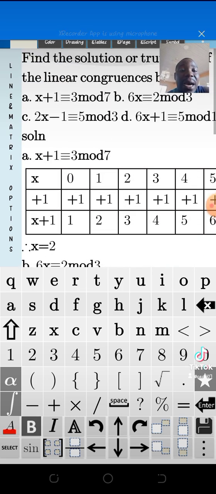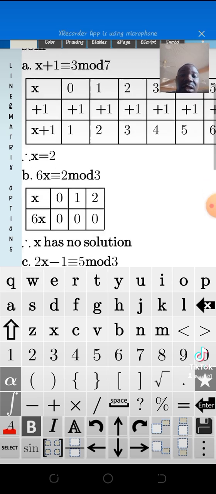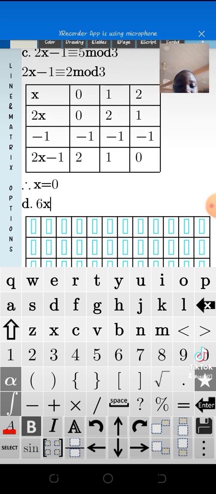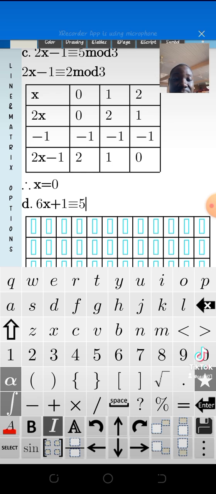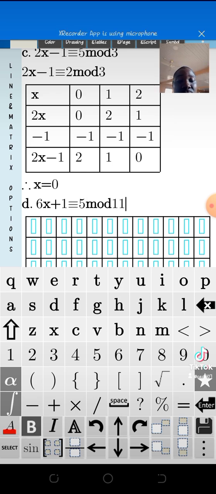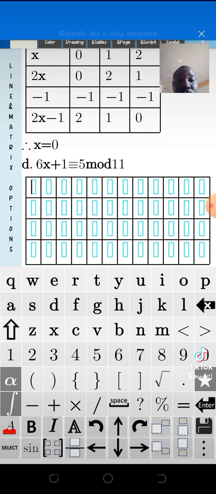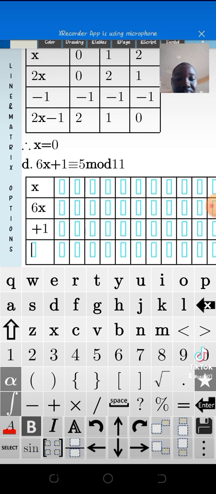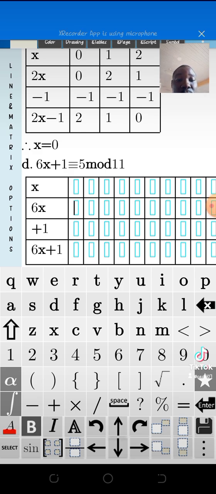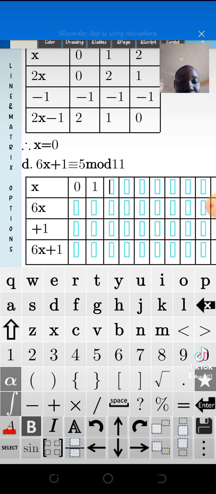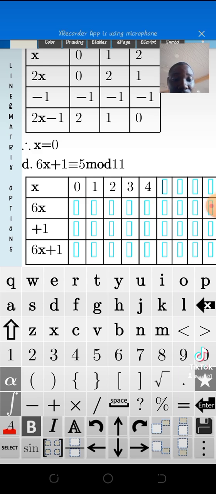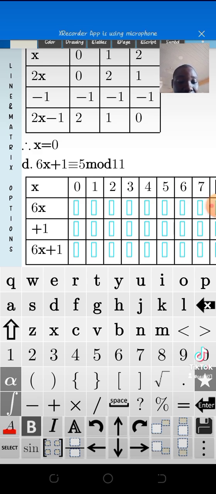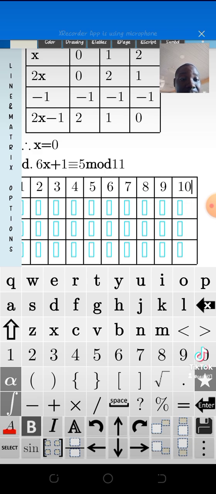The D now, where we have 6x plus 1 equivalent to 5 in mod 11. Since 5 is less than the mod 11, you can proceed to the table now. So the table is going to contain x, 6x as usual, plus 1, and then 6x plus 1. For the x now, you're going to have 0, 1, 2, 3, 4, 5, 6, 7, 8, 9, and 10. Is that okay?